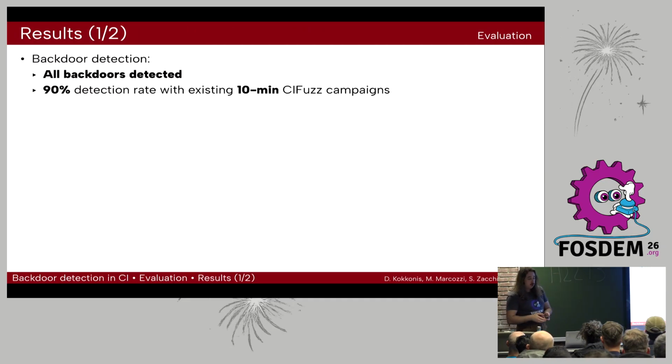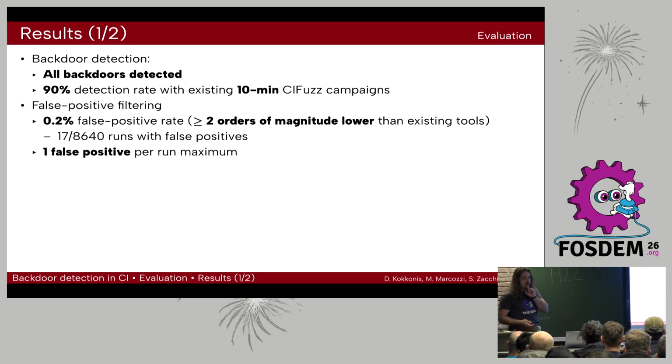So the results are that all backdoors are still detected as they were with the previous tool. So we lose nothing on that end. And actually the detection rate goes up because of the optimizations with the source mode fuzzing. And this is for 10-minute fuzzing campaigns. So this is nothing basically in terms of time. And false positive wise, we have an extremely low rate as well. So basically only 17 runs out of more than 8,500 had a false positive, and had a single one.